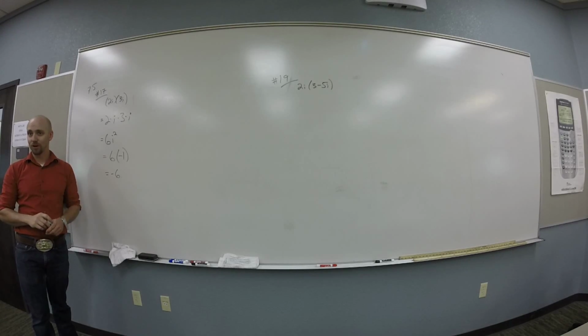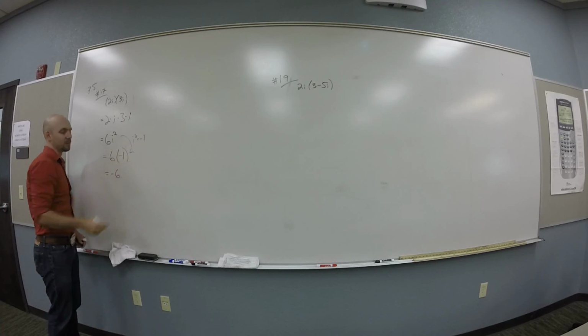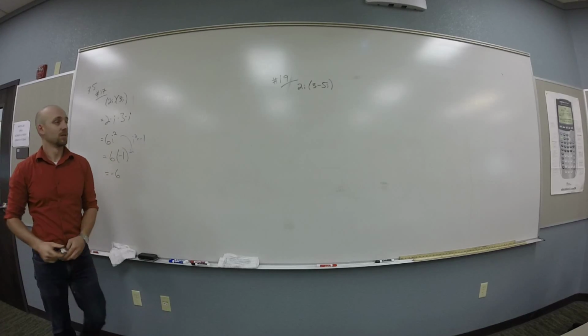How is this different than any of the problems I would have done in like maybe Algebra 1 when I was first learning about powers? This step right here. i squared is negative 1. That's really the only thing you need to know.